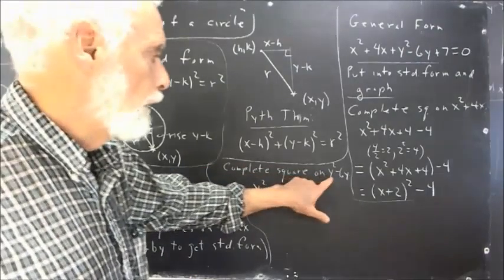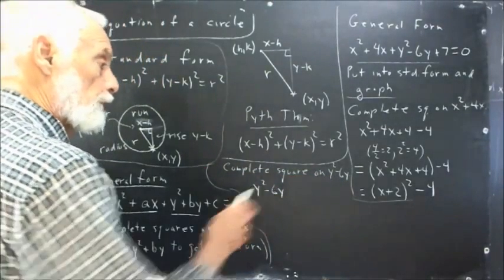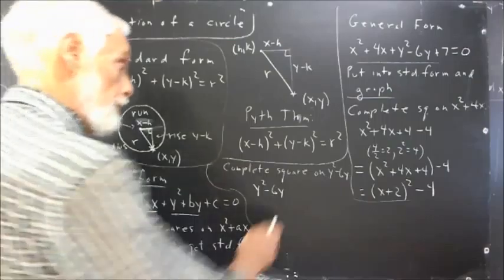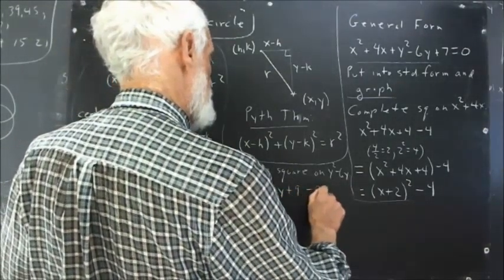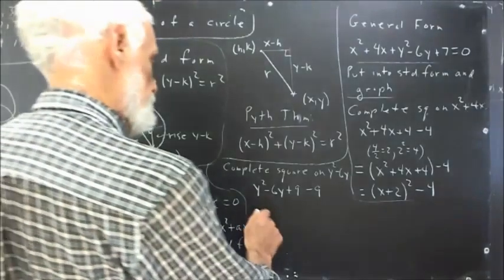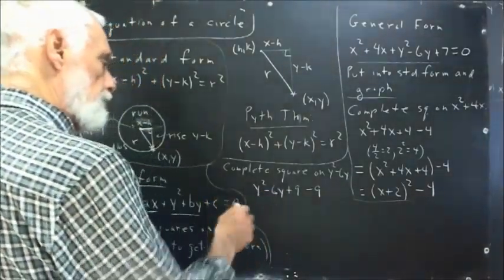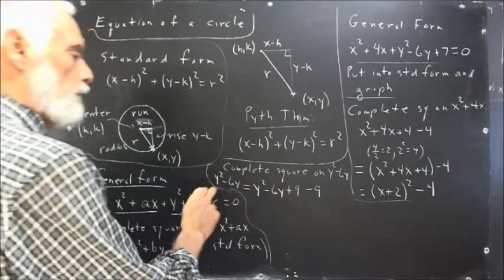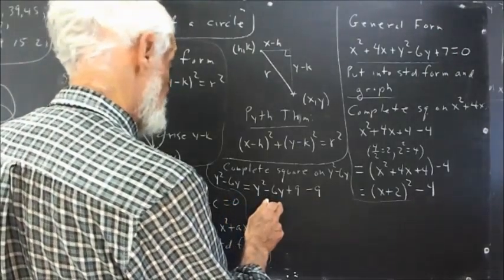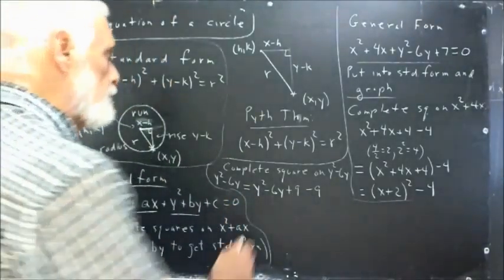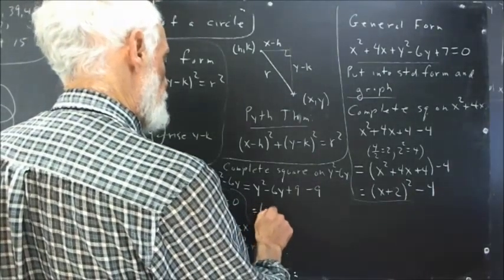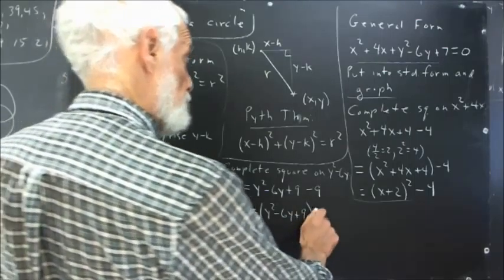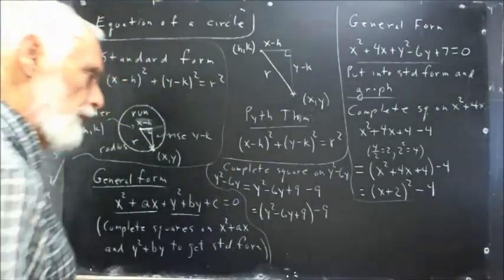Okay, to complete the square on y squared minus 6y, here's our y squared minus 6y. We take half of 6, which is 3, we square it, we get 9, so we have plus 9 minus 9. So we can even say y squared minus 6y equals y squared minus 6y plus 9 minus 9. And we can then group the y squared minus 6y plus 9 and put the minus 9 out here.